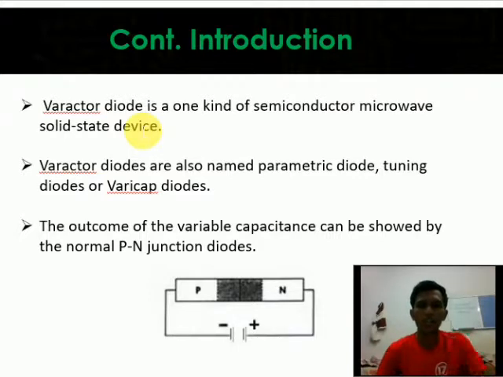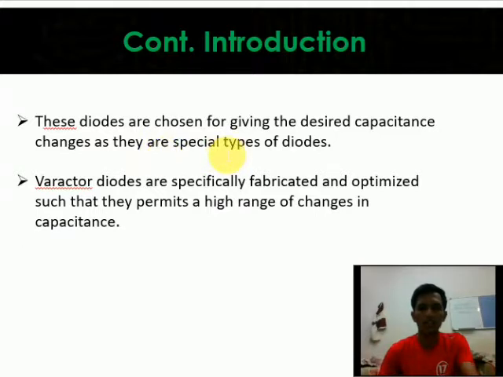The Varactor diode is one kind of semiconductor microwave solid-state device. Varactor diodes are also named as parametric diode, tuning diode, and mostly called Varicap diode. The outcome of the variable capacitance can be shown by the normal PN junction. These diodes are chosen for giving the desired capacitance change as they are a special type of diode. Varactor diodes are specially fabricated and optimized such that they permit a high range of change in capacitance.